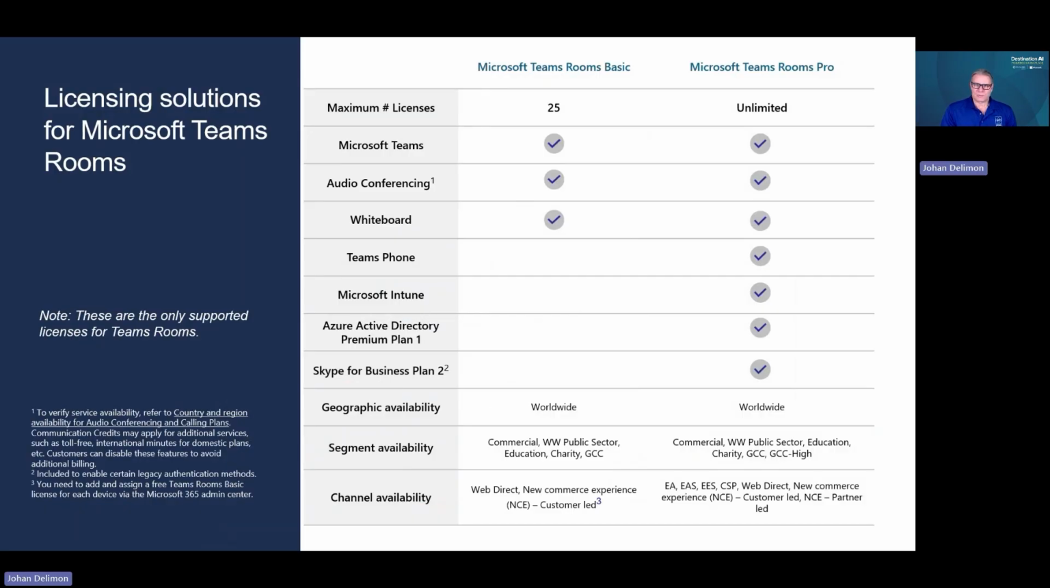These are the two licenses, and what's the difference between them? For the Teams Rooms Basic, there's a maximum of 25 licenses, and while you don't have to pay for them, so they are free, you can mix them with Teams Rooms Pro licenses. But if you look closely, it's very clear that there are more capabilities in Teams Rooms Pro licenses, like, for example, Teams Phone, Intune support, the Azure Active Directory Premium Plan 1, which means conditional access and stuff like that. So just know there is a big difference in feature sets here.